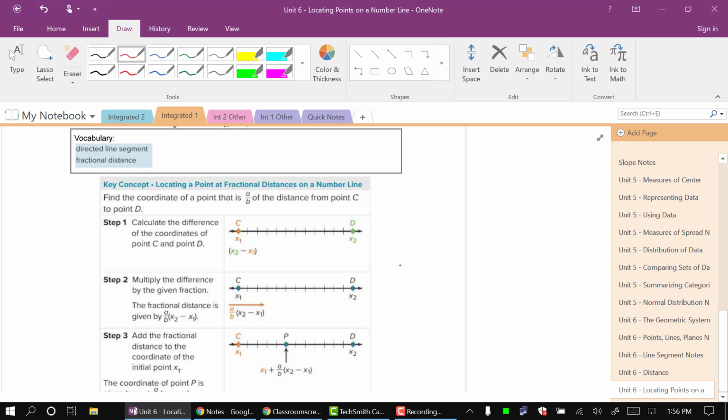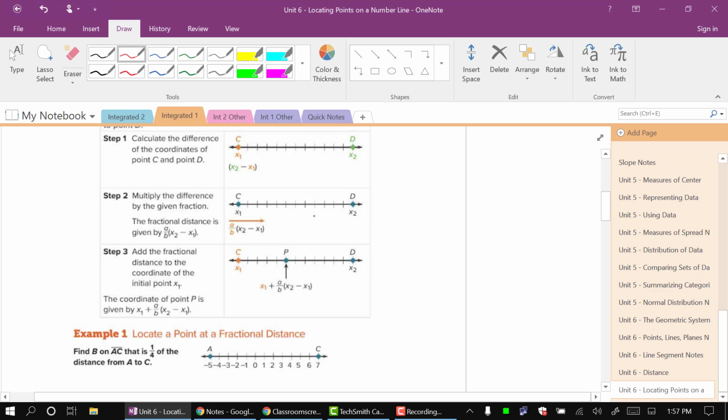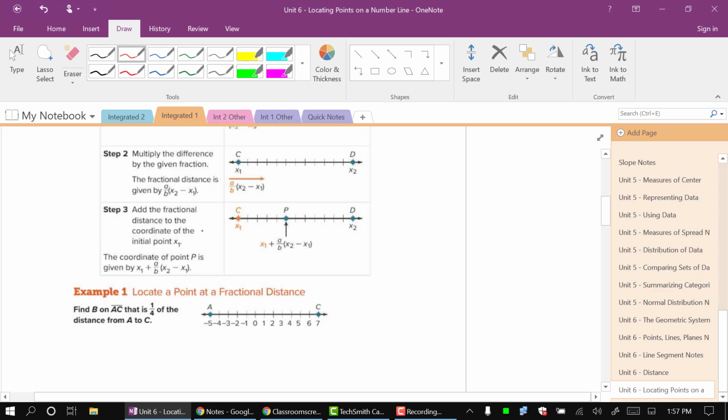First, we want to calculate the difference of the coordinates of points C and D. So D is going to be your x2, C is going to be your x1 in this example. So we're going to go x2 minus x1. Then we're going to multiply the difference by the given fraction. So they give you the fraction a over b. Whatever that is, we're going to multiply that difference by that. And then lastly, we're going to add that result to whatever our first number was. In this case, our first number was x1, which was our point C. And that'll tell us where point P is.